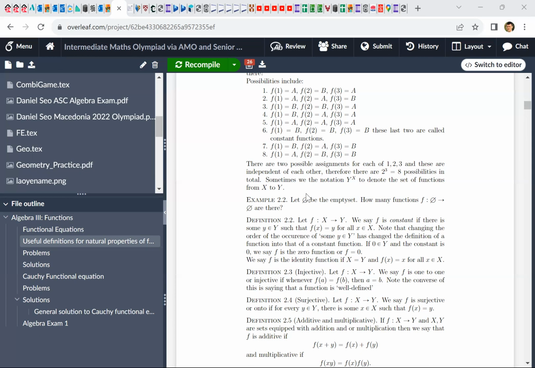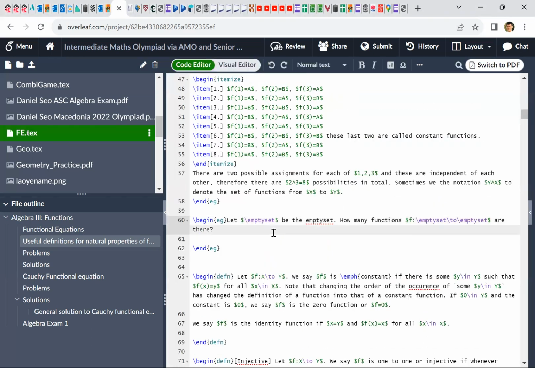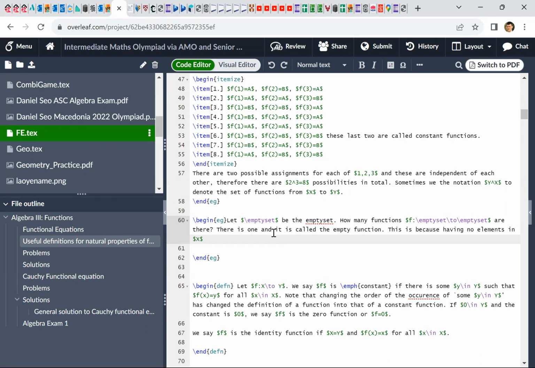Yeah. So, but how do you know there's not more than one? Well, it's defined on all the values of x, right? There's no values of x, so the two functions are essentially the same. The empty function. This is because having no elements in x leaves no conditions to be satisfied.